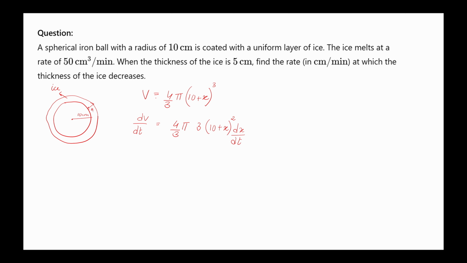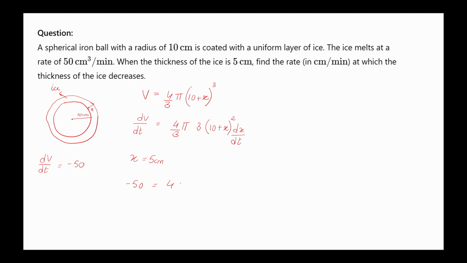So now they've told us when the thickness of the ice is 5 centimeter. Now they've told us that x is equals to 5 centimeter. Find the rate at which the thickness of the ice is decreasing. That means we have to find out our dx by dt. They've given us our dv by dt, which is minus 50. Now why is it minus? Because it is decreasing. We know the volume is decreasing, so it is going to be in minus sign.